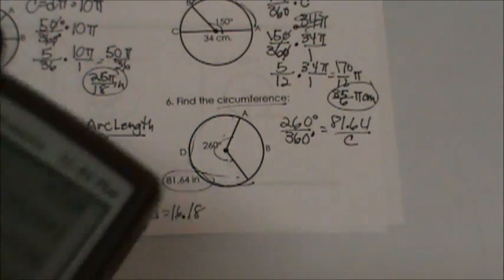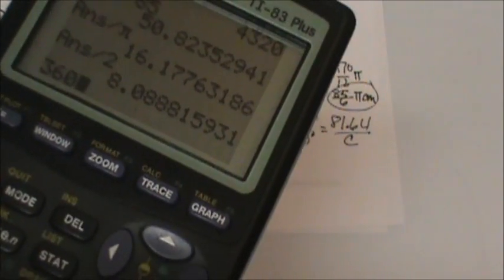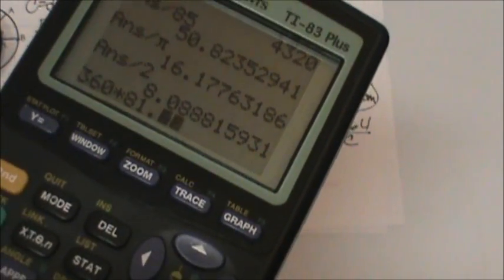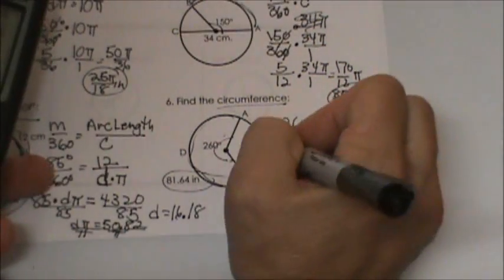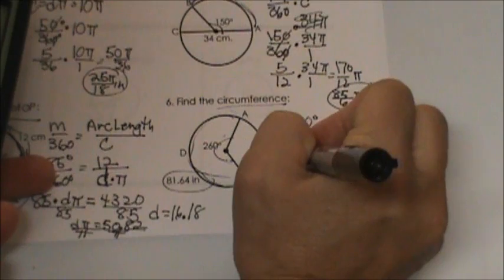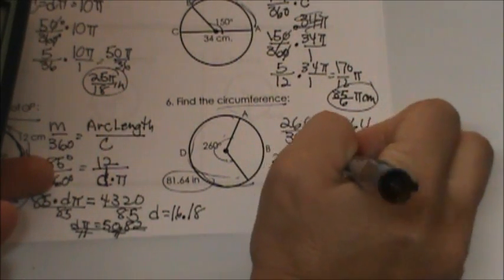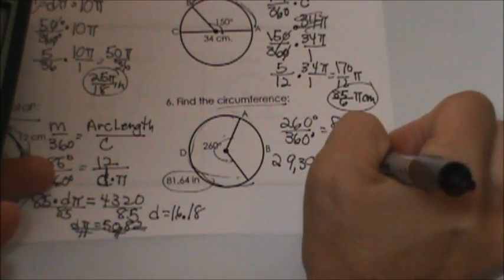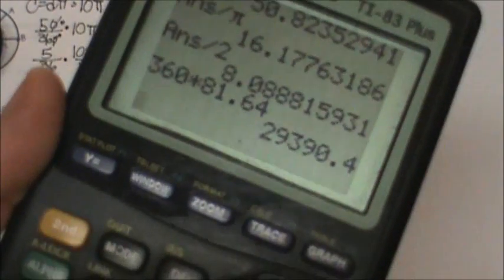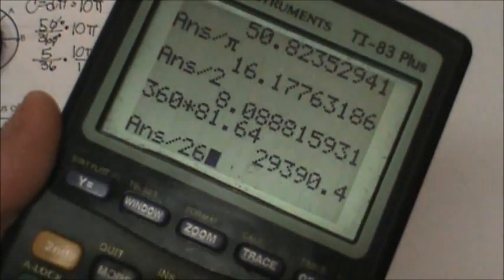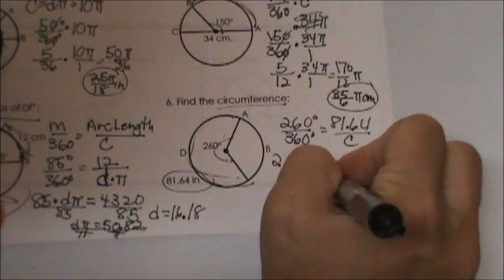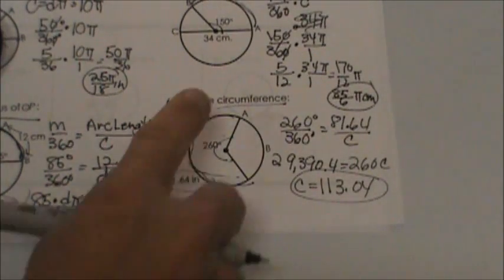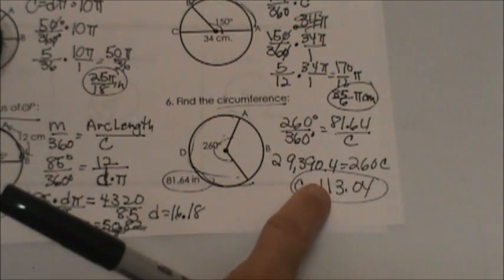Now let's do some cross products. 360 times 81.64, and that gives us 29,390.4 is equal to 260C. Now I'm going to divide by 260, and I get 113.04. So circumference is 113.04, and guess what? I'm done because they asked me for circumference. So I can stop at this point.